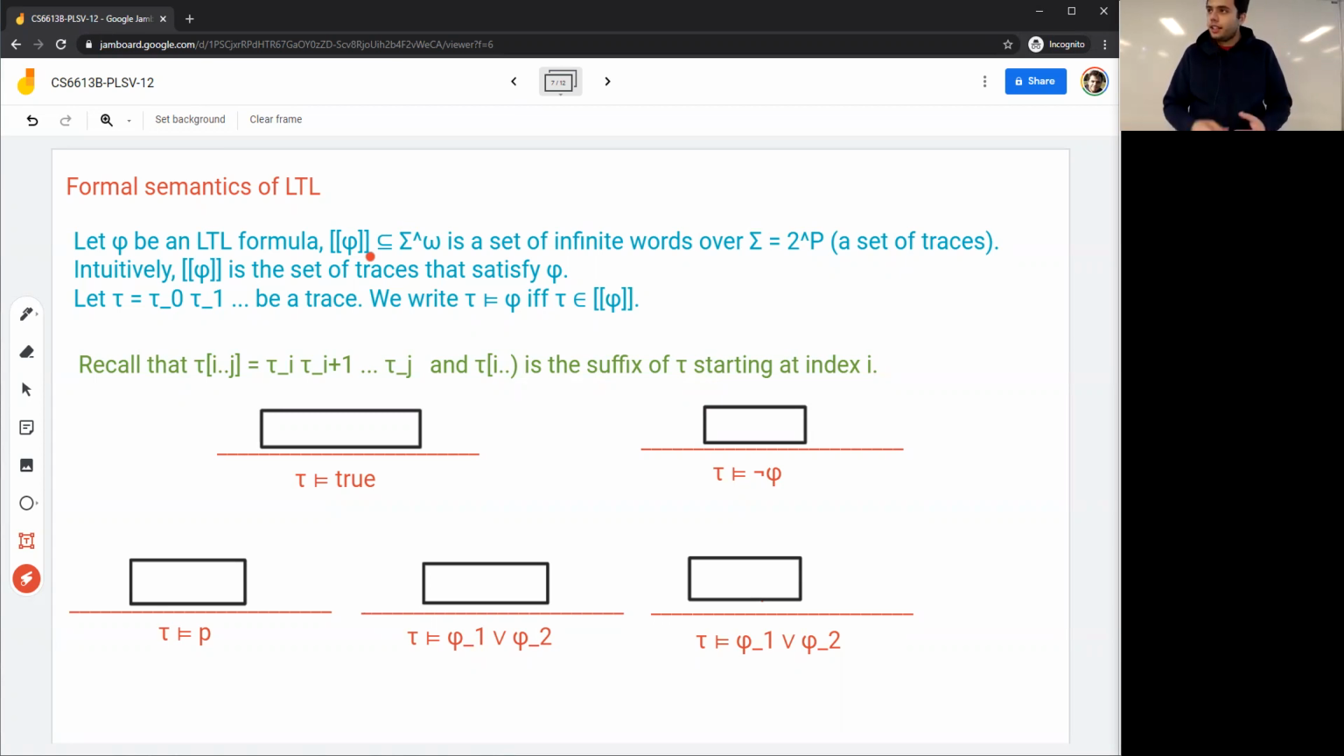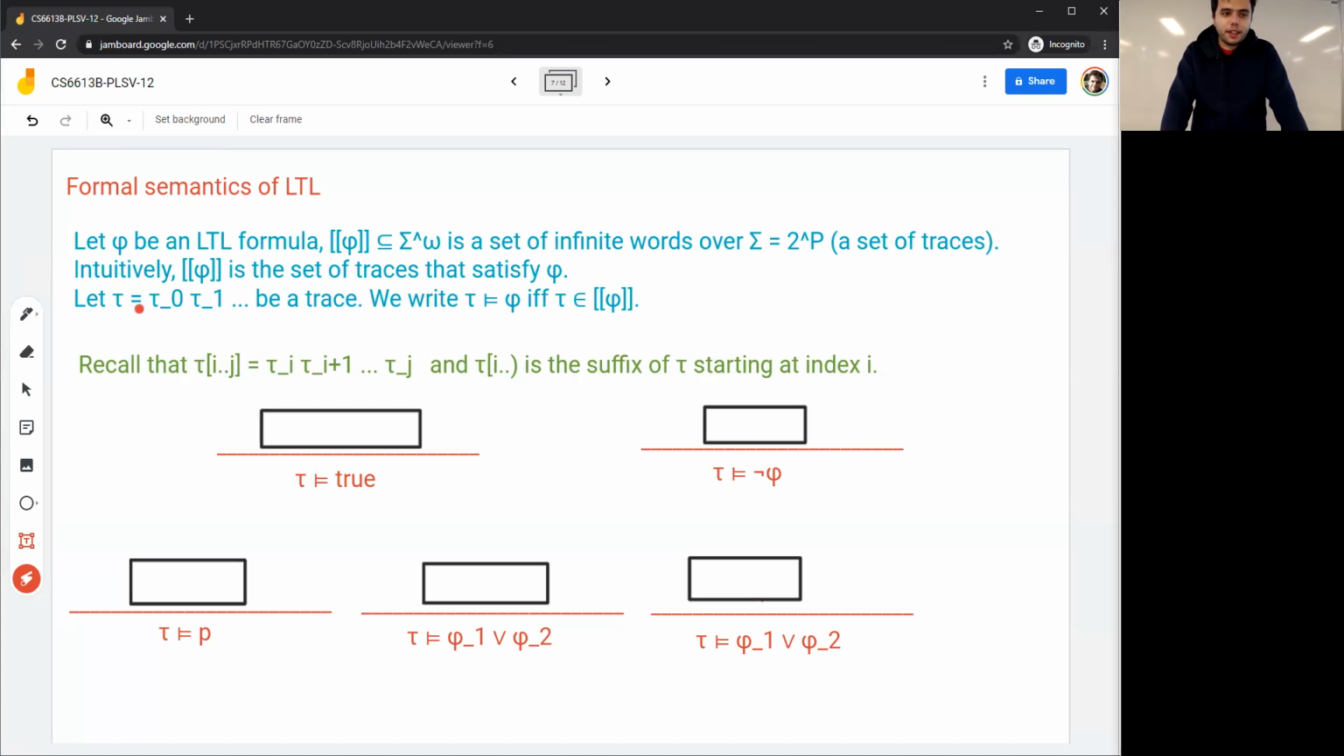So what is the semantics of a formula phi? It's basically the set of all traces that satisfy this formula. So the semantics of phi is a subset of sigma omega. It's a set of infinite words over our alphabet. And remember that our alphabet itself was the power set of our atomic propositions. So again, the meaning of phi is just the set of traces that satisfy phi. And we can now define semantics. Let's try a rule-based semantics, which is similar to how we defined operational semantics.